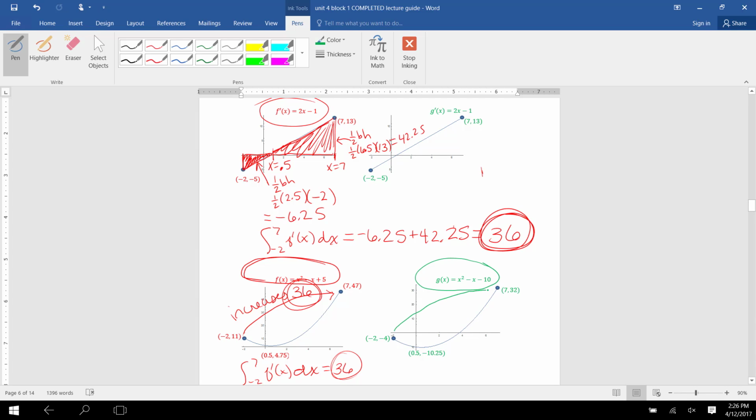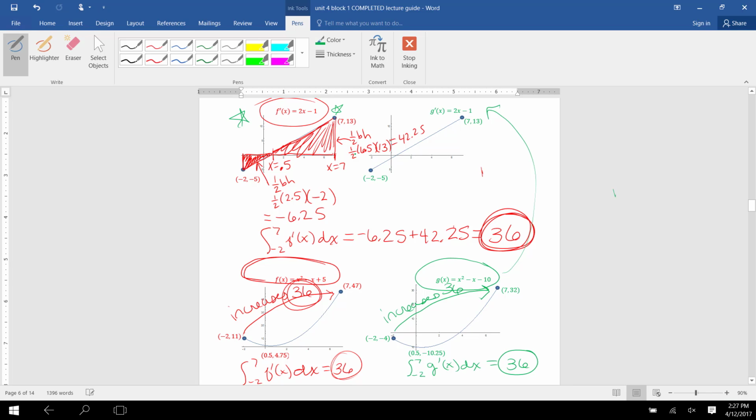So the accumulated change on that interval is that this function increases 36. We could say for this function as well, the integral from negative 2 to 7 of g prime of x dx is also 36. The g of x function increases 36 units on that interval. g of x has the derivative g prime of x equals 2x minus 1. It is the same as this derivative on the left.